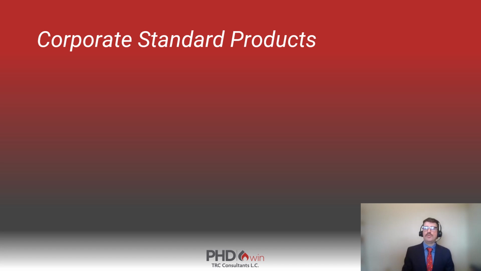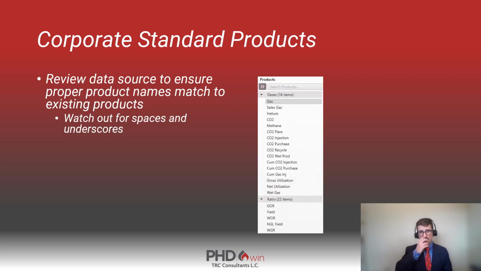One of the things that will make this a lot easier is, as a corporation, you define a set of corporate standard products that everyone is going to be able to use and know about. You're then going to want to review the source data that you're receiving and ensure that the product names of the source data match the existing products in your corporation. Big issues here: always watch out for spaces and underscores. Is it CO2 prod or is it CO2 production? Where are those changes in the names that you're going to need to know about and map accordingly?